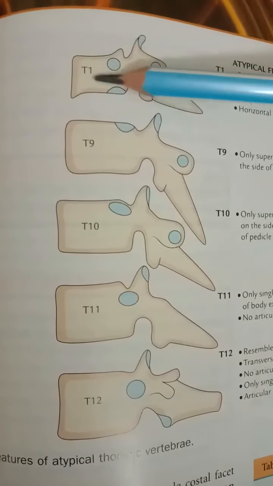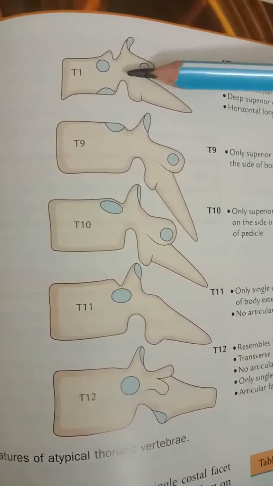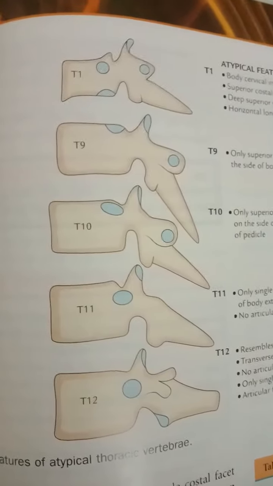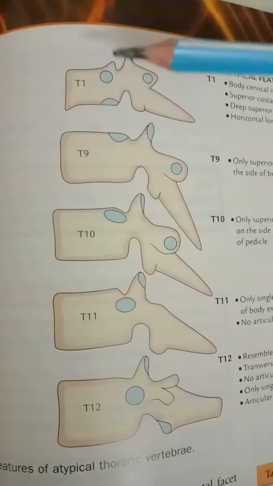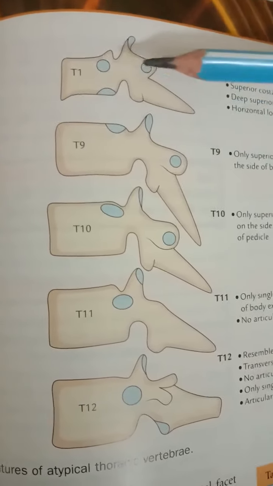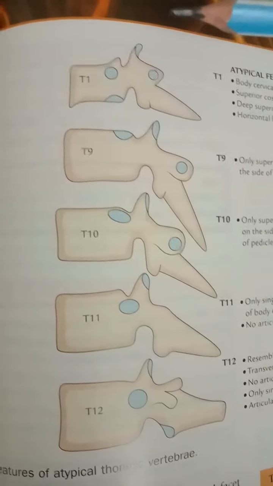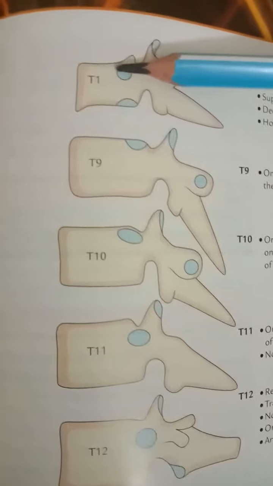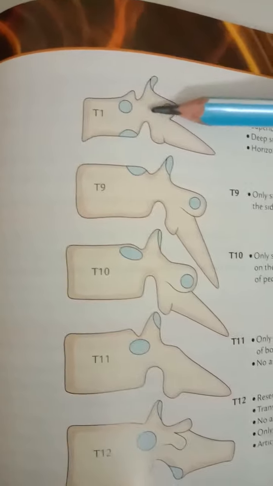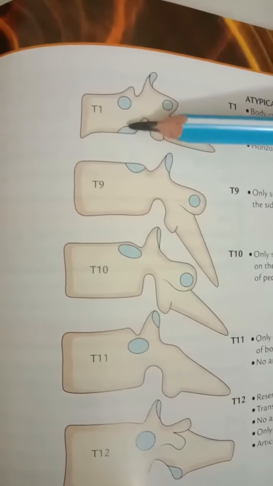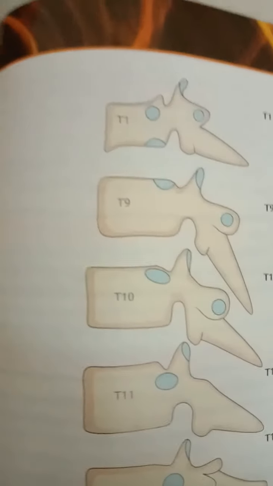So the body of this vertebra seems like that of the cervical vertebra. It is broad and not heart shaped, and its upper surface is lipped laterally and beveled anteriorly. Then the superior costal facet, so this one. The superior costal facet on the body is complete. So here in this diagram you can see the complete superior costal facet, and it articulates with the head of the first rib. Then the inferior costal facet is the demi-facet for the second rib.